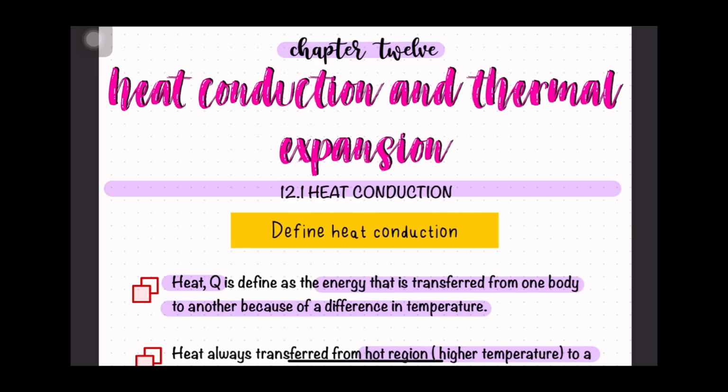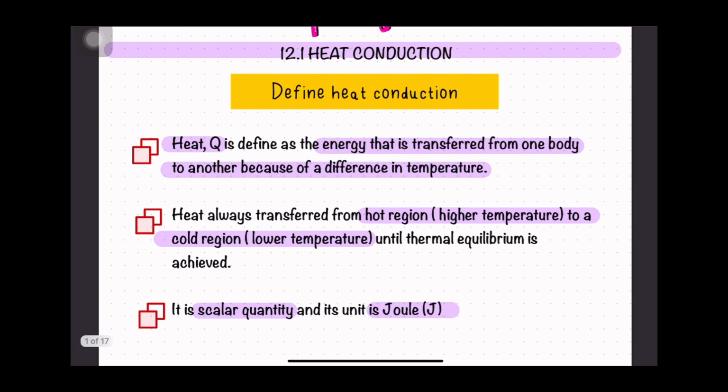Okay, so proceed with chapter 12, heat conduction and thermal expansion. The first learning outcome is 12.1, heat conduction. So define heat conduction. Heat, the symbol is Q, is defined as the energy that is transferred from one body to another because of a difference in temperature. So heat is always transferred from a hot region, meaning from higher temperature, to a cool region at a lower temperature until thermal equilibrium is achieved.